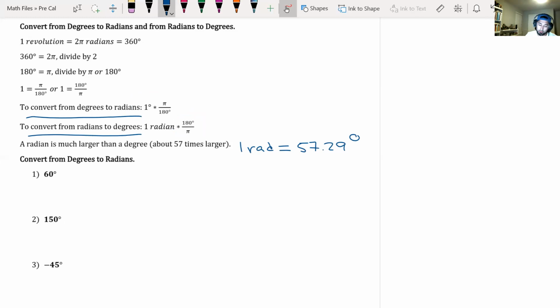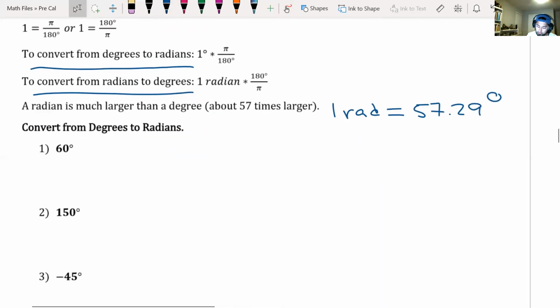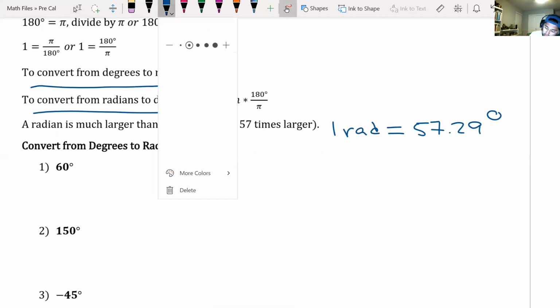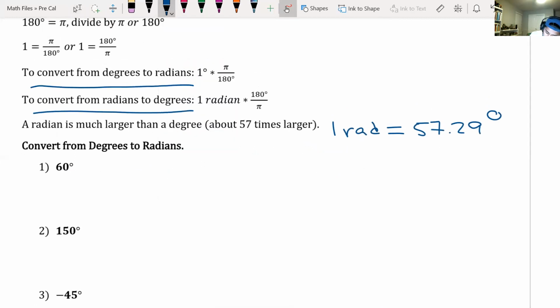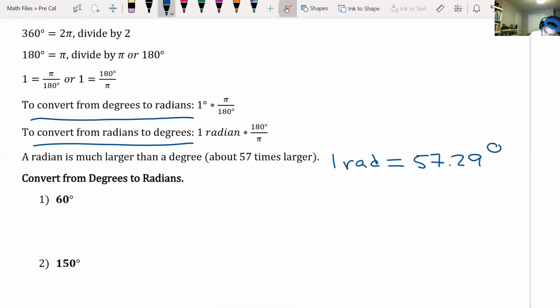All right, so let's go ahead and try it below. This says convert from degrees to radians. I have a quick question. If the radians wrap around the circle, do they always form like a complete circle?